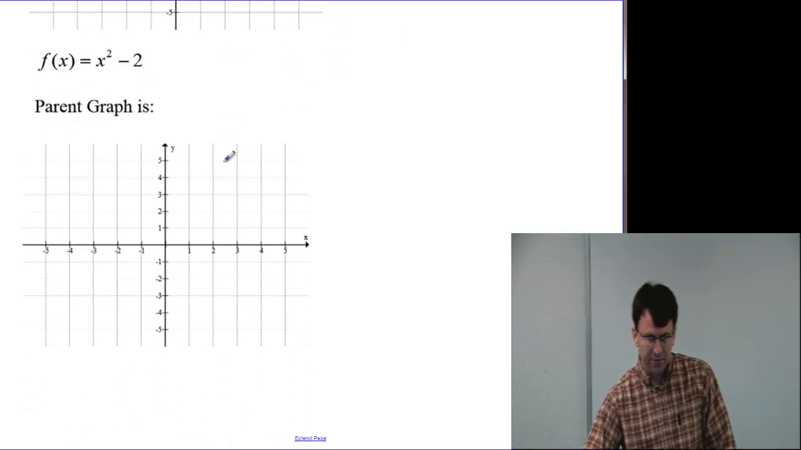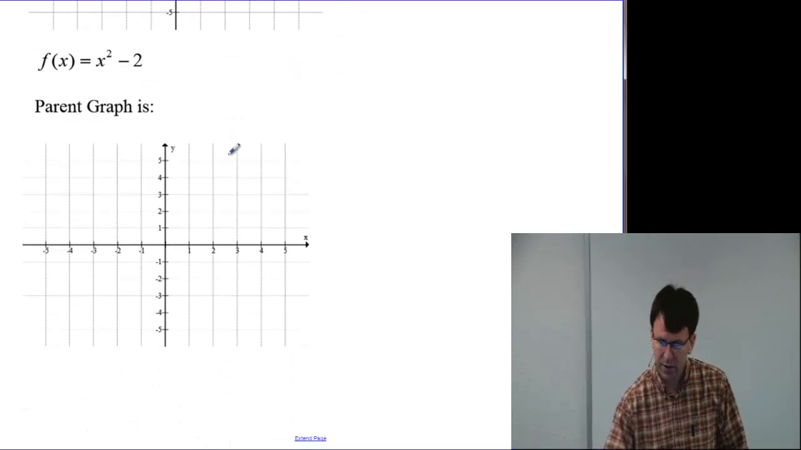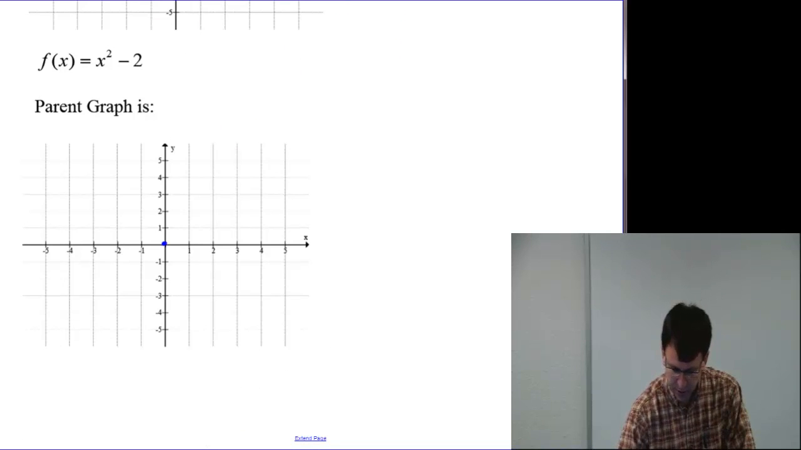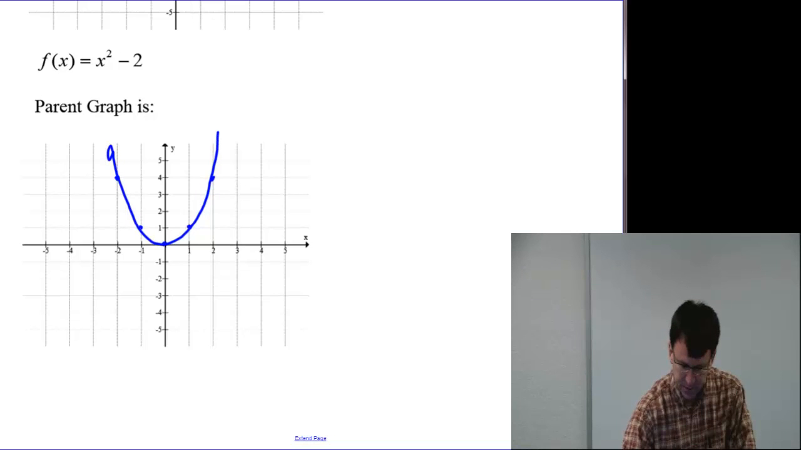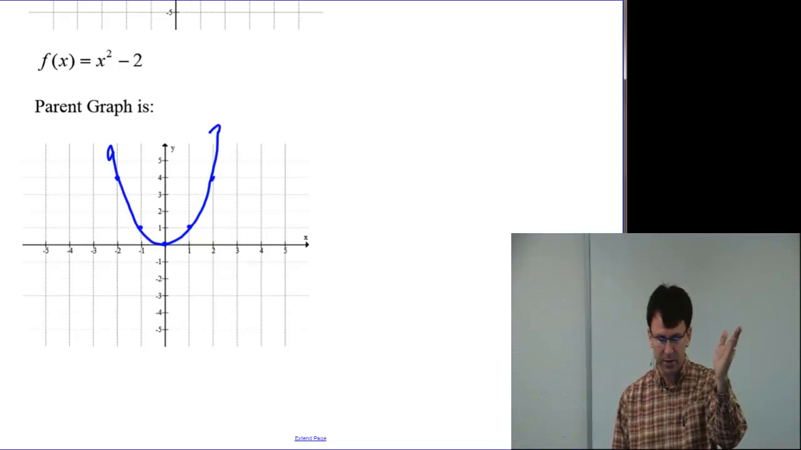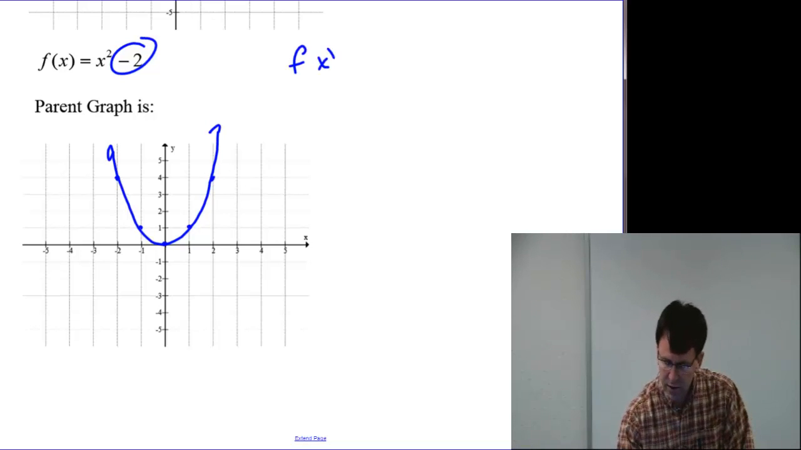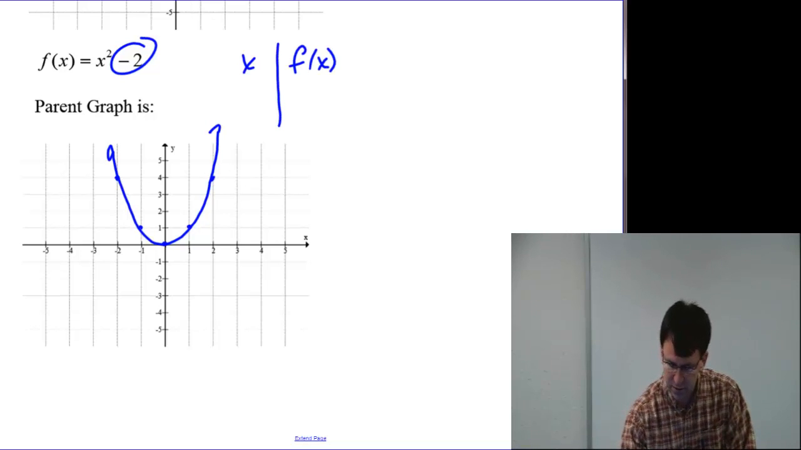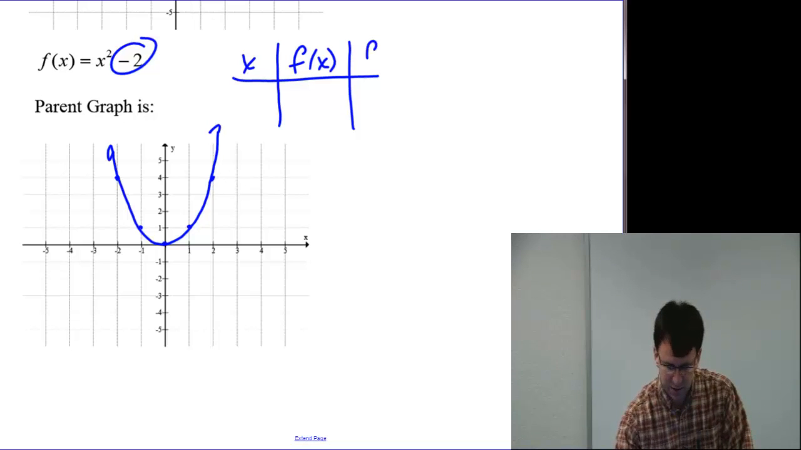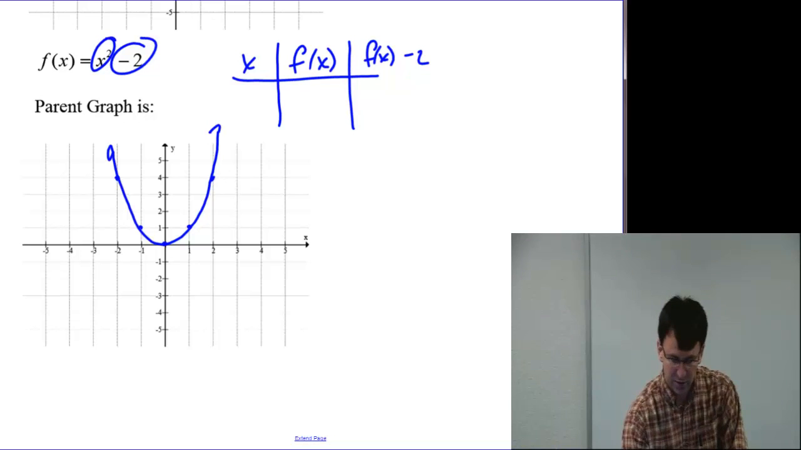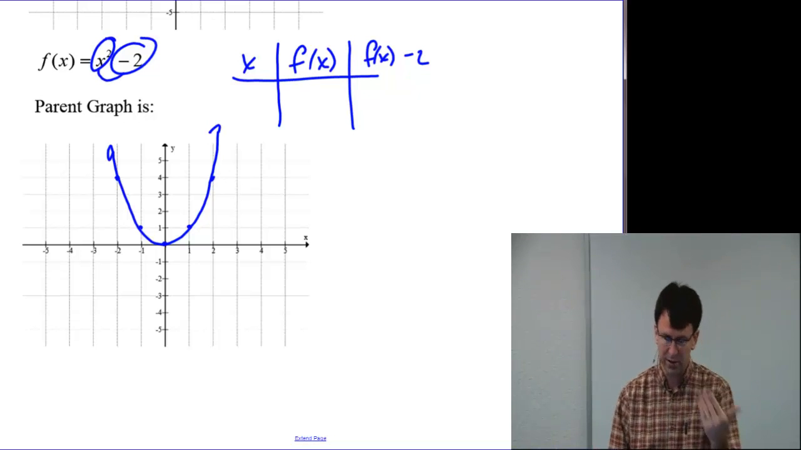Now, f of x equals x squared minus 2. I think it's always a good idea to put our parent graph on the graph, and then we can drag it around and make it move. So this is my parent graph, x squared. And notice now I'm going to subtract 2. Think of it as you have f of x, and then you've got f of x minus 2. Essentially, this is f of x, and you're subtracting 2 at the end of it.